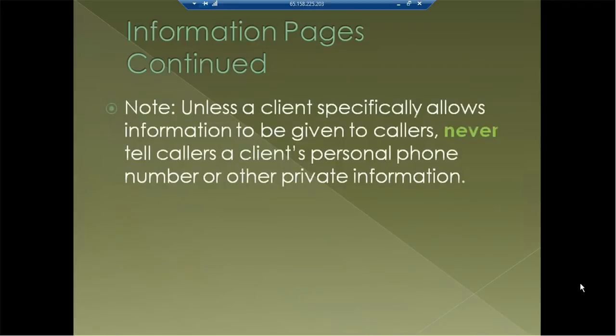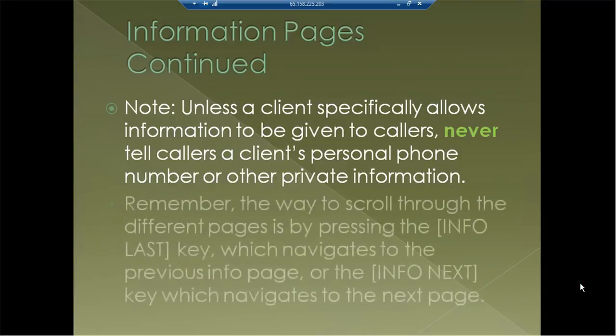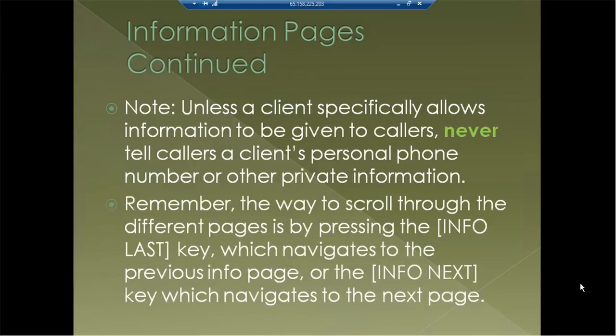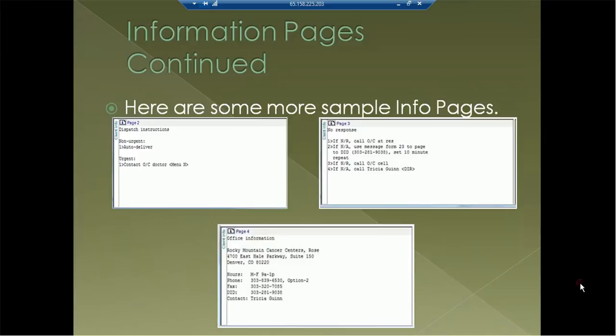Note: unless the client specifically allows information to be given to callers, never tell callers the client's personal phone number or other private information. Remember, the way to scroll through the different pages is by pressing the Info Last key, which navigates to the previous info page, or the Info Next key, which navigates to the next page.